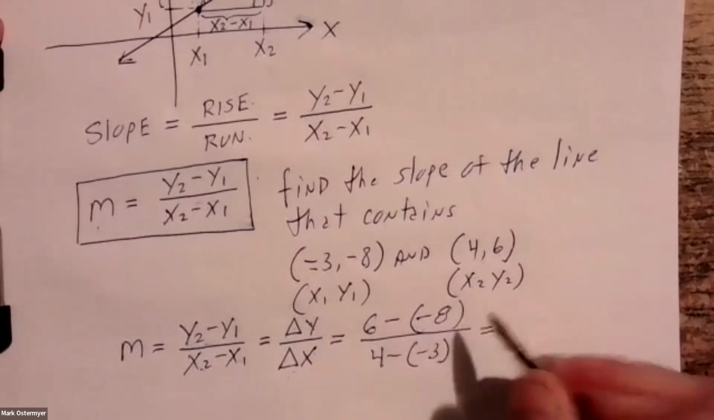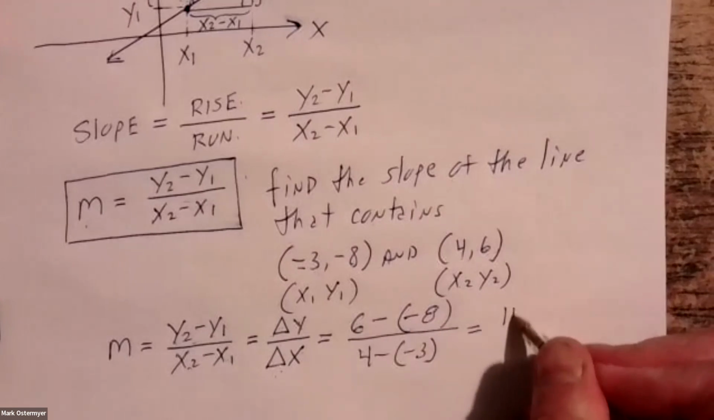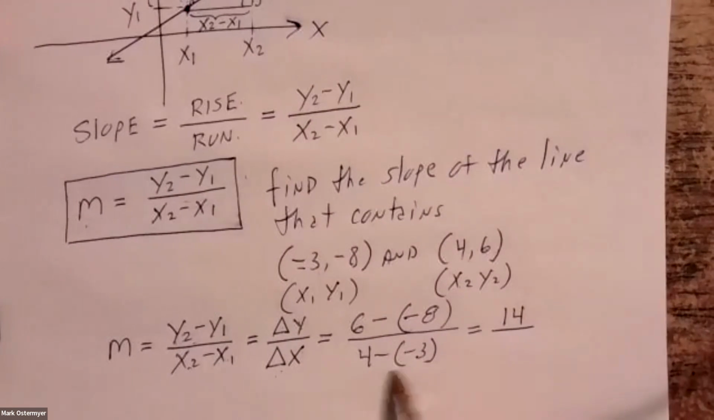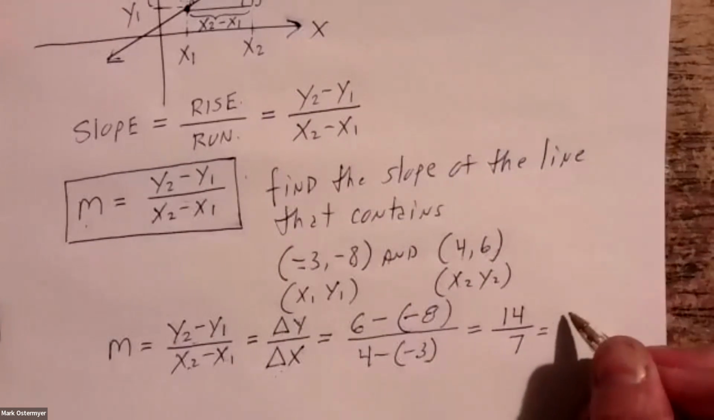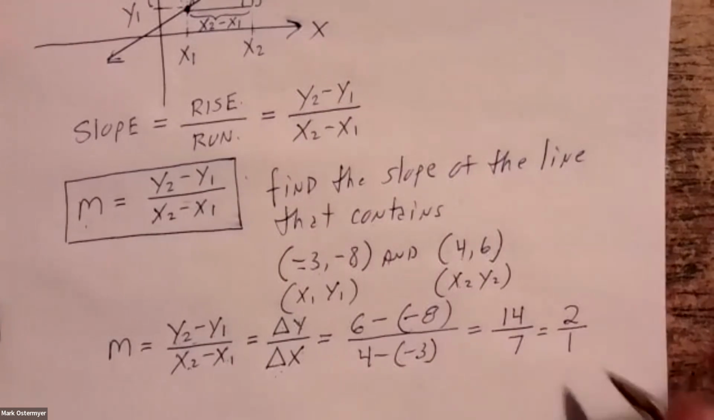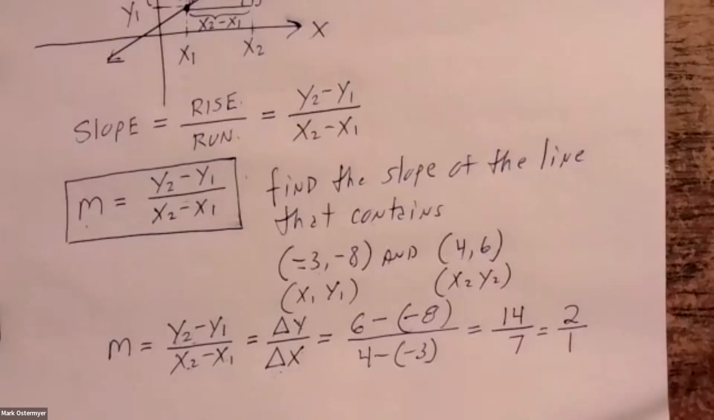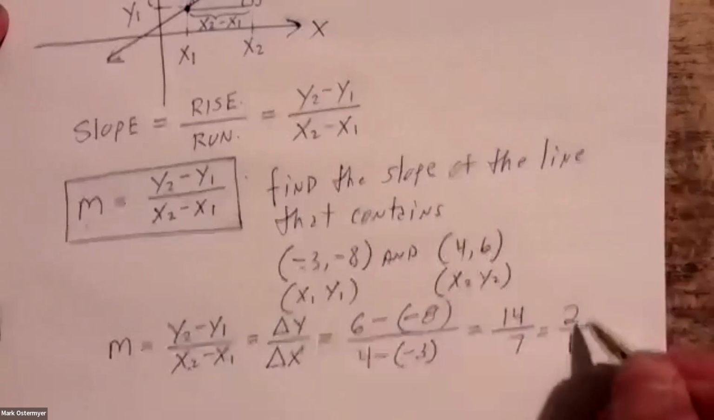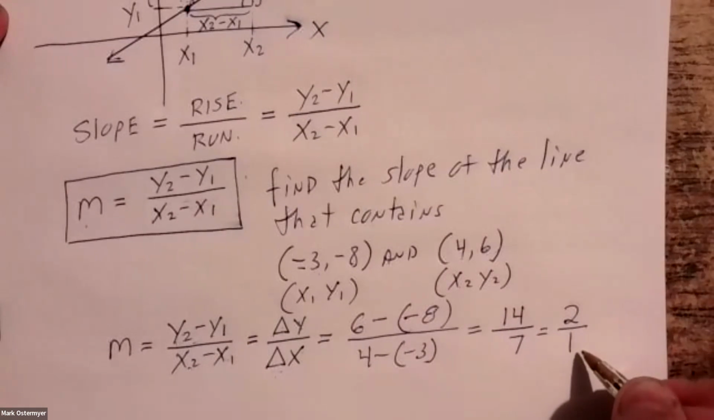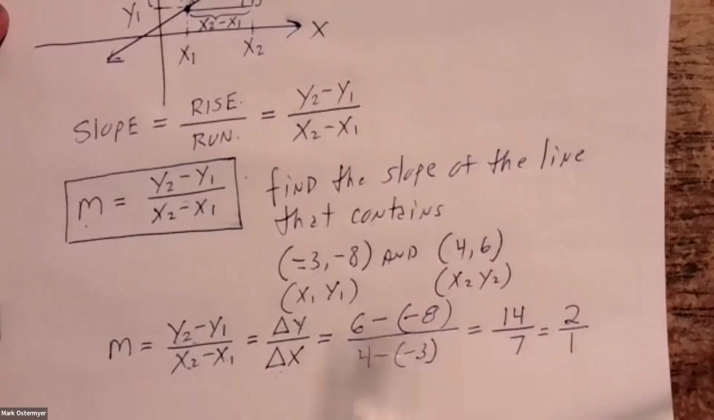And therefore, 6 subtract a -8 is 6 plus 8, which is 14. And that's over 4 subtract a -3, which is 4 plus 3, or 7. And you can even reduce this down to 2 over 1 if you want. Okay? So therefore, the slope of this line that contains these 2 points appears to be 2 over 1, with a rise of 2 and a run of 1. So this is one way to compute the slope of this line by using the slope formula. Any questions how I computed the slope of that line using the slope formula?